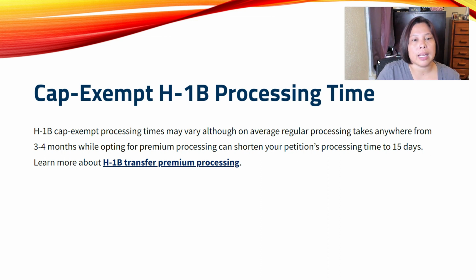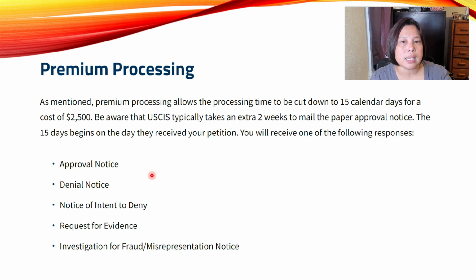And you can click this link if you want to know about premium processing. But basically, in order for the processing to be faster, the employer will pay an additional $2,500. Be aware that USCIS typically takes an extra 2 weeks to mail the paper approval notice, so it's not really 15 days or 2 weeks, it might be a month. The 15 days begin on the day they receive your petition.